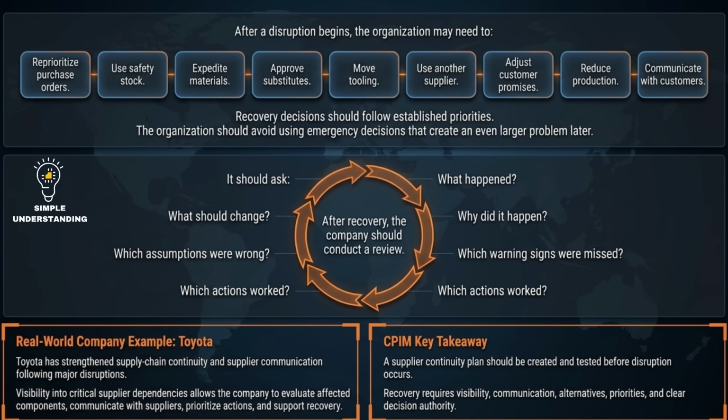What should change? Real-world company example: Toyota. Toyota has strengthened supply chain continuity and supplier communication following major disruptions. Visibility into critical supplier dependencies allows the company to evaluate affected components, communicate with suppliers, prioritize actions, and support recovery. CPIM key takeaway: a supplier continuity plan should be created and tested before disruption occurs. Recovery requires visibility, communication, alternatives, priorities, and clear decision authority.